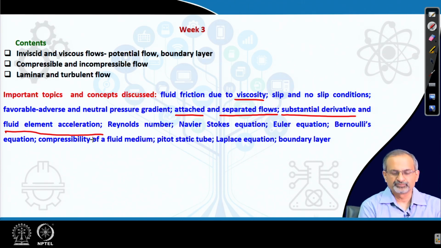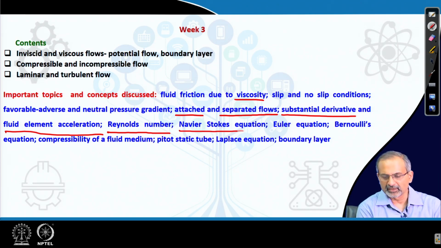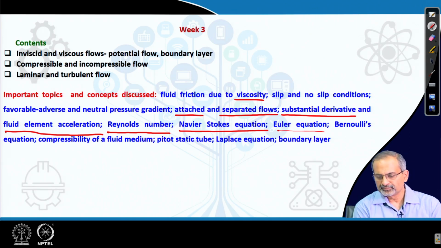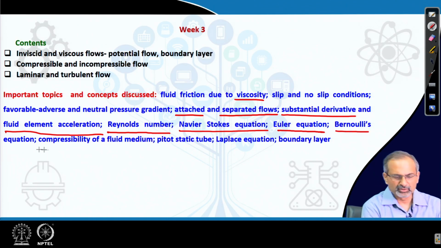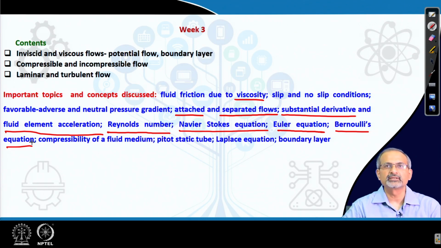We learnt about the very important non-dimensional number, the Reynolds number, and its existence in the Navier-Stokes equations, which deal with the viscous flow. We learnt about Euler equations, which can be applied to inviscid situations, and Bernoulli's equation, which is a further simplified form of the Euler equations. We learned how to apply it, where to apply it.